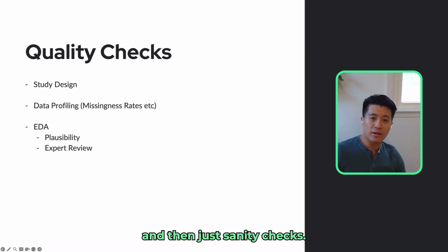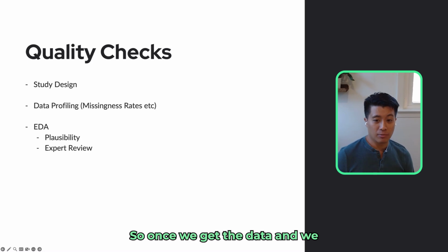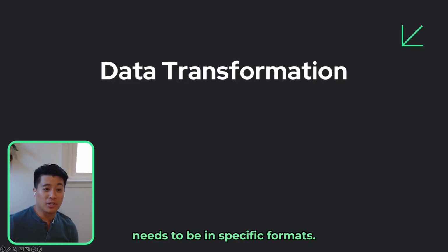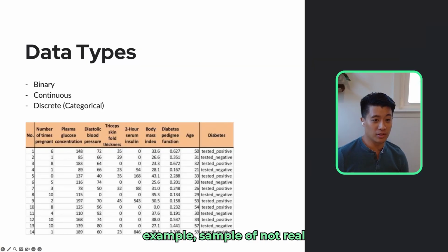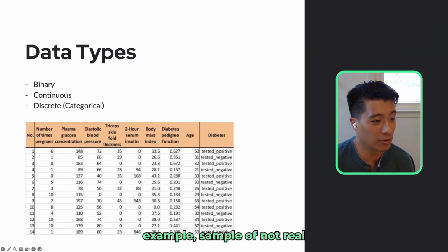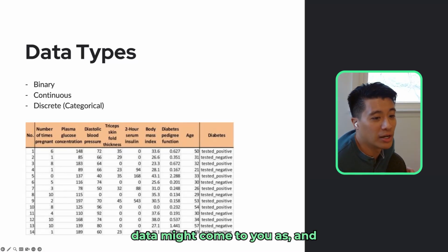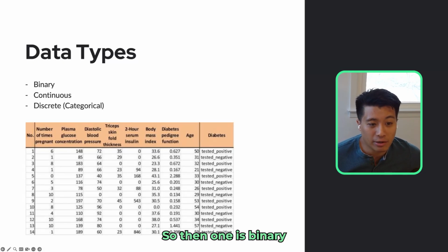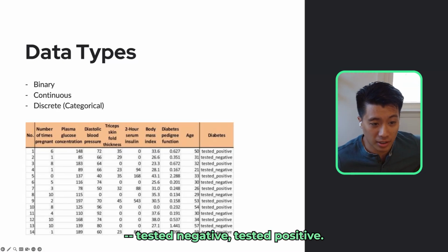And then just sanity checks. Do these numbers make sense? And then data transformation. Once we get the data and we have to run it through models and stuff, I'll note that data needs to be in specific formats. So here's a fun example, a sample of not real patients. This is what the data might come to you as, and there are different ways that you can format the data. One is binary, presence or absence. That would be the rightmost column, diabetes: tested negative, tested positive.